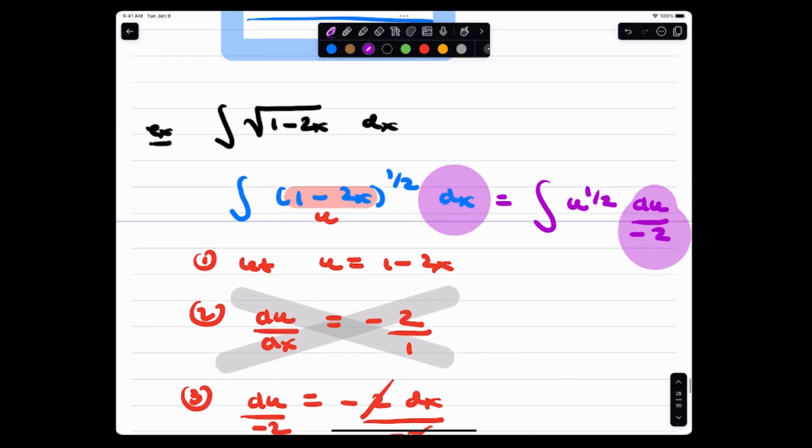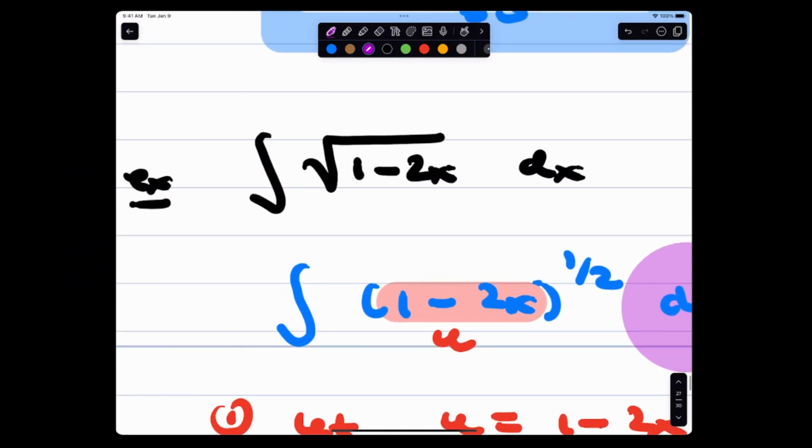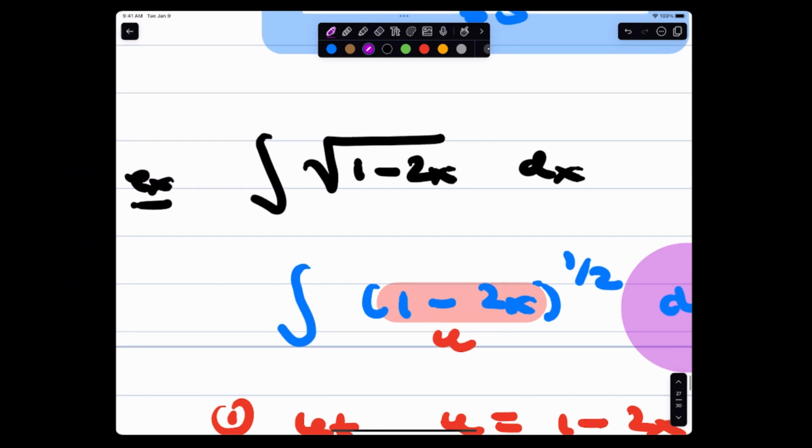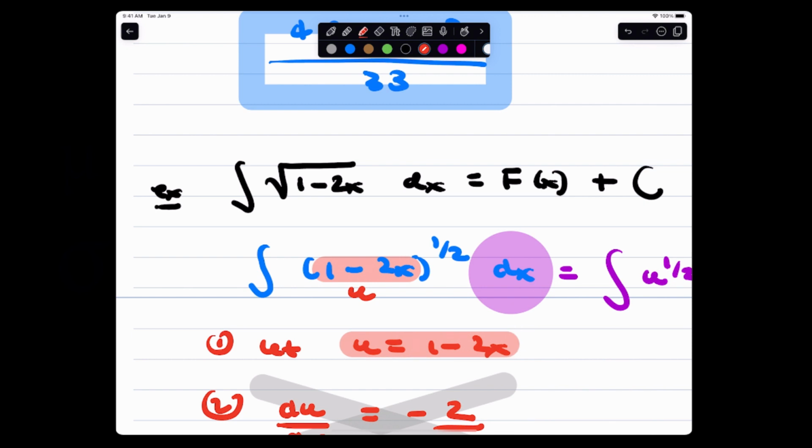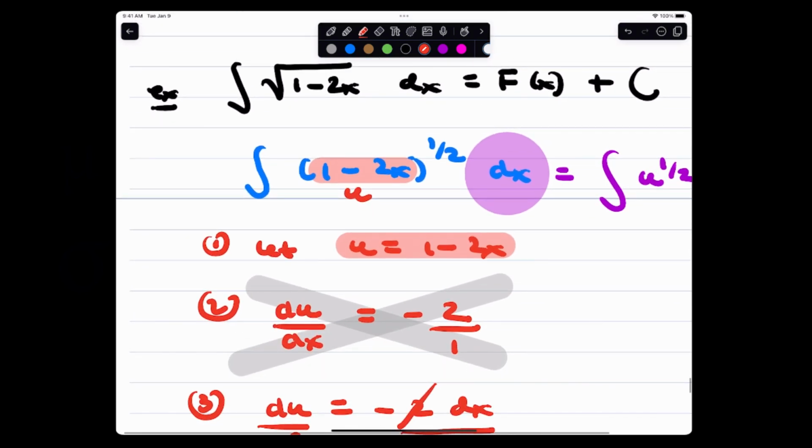See, the original question was for you to integrate in terms of what? x. So your answer needs to be in terms of x. In fact, your answer needs to be in this form, right? Has to be an antiderivative plus c. You go, but how do I get back to the x? How do we get back to x? What is u? See what u is? What was u? 1 minus 2x.